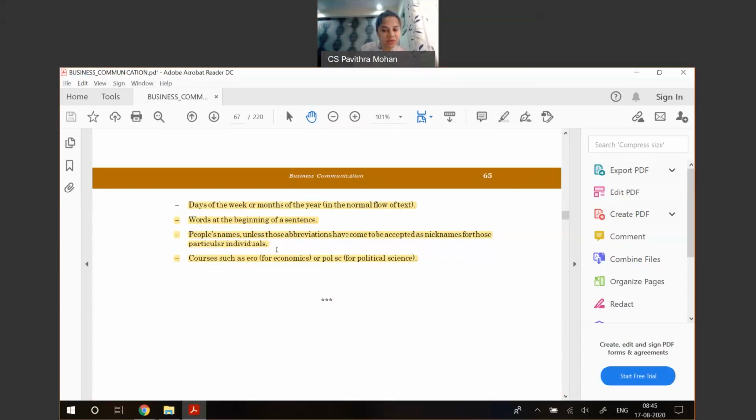People's names, unless those abbreviations have become commonly accepted, like Modi, NM, or Amit Shah, or Yediyurappa, or YSB. If the name is entirely known to everybody around, then we can give the short form. Otherwise, don't give it. Then courses such as "eco" for economics or "poli science" for political science, don't use things like this. It's always advisable to go ahead and write the entire word. That will be very, very helpful. This is with respect to your second chapter.